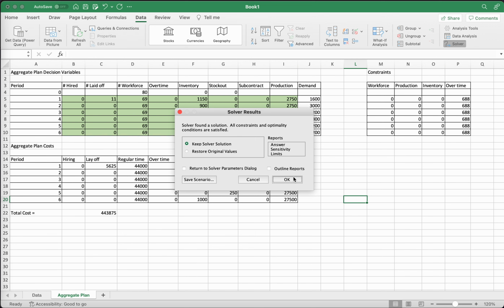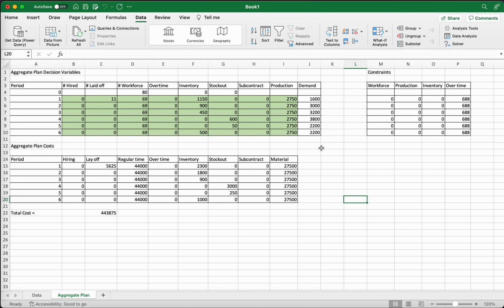there you go. So this is the aggregate plan that you will see, right? You started with 80 workers, you lay off 11 workers, you end up with 69 workers, and this is the plan. So you have a one-time layoff cost. After that, you essentially have the workforce constant throughout the period, and all your constraints are satisfied.